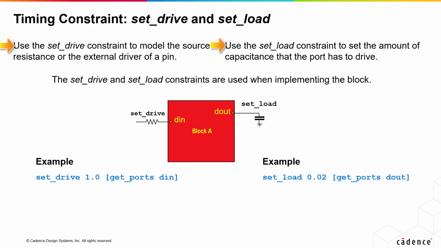Both set_drive and set_load are applied when implementing the block, and together they define the constraints at the block interface. In the example shown here, set_drive is applied to the input port Din to model the strength of the external driver. Similarly, set_load is applied to the output port Dout to represent the external capacitance that the block must drive.